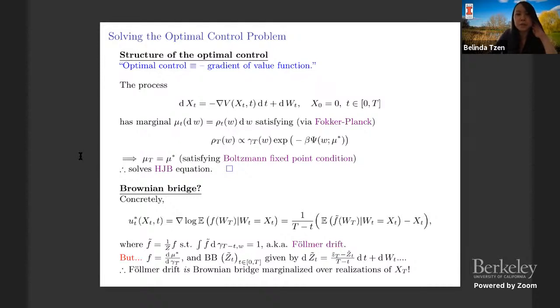Now, if you stare at this a little bit more and you're familiar with the SDE corresponding to a Brownian bridge, you will say that, hey, this looks somewhat familiar. And in fact, our function f here, corresponding to the potential above, is actually just the density of our optimal measure relative to the terminal Gaussian. And so, in fact, it is just the Brownian bridge where the terminal condition is marginalized over all possible realizations relative to mu star t.